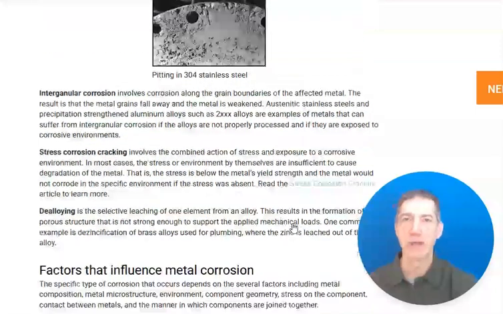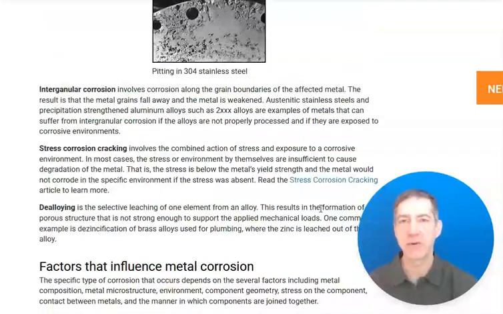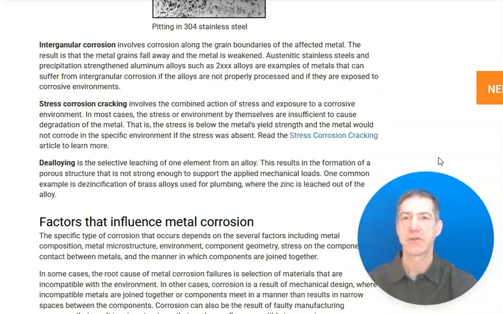Intergranular corrosion is attack of the grain boundaries of a metal. The result is that the metal weakens, loses strength, and starts to fall apart. Stress corrosion cracking involves the combined action of a tensile stress on the metal and exposure to a corrosive environment. Not all environments for a particular metal result in stress corrosion cracking, and you need to have the tensile stress applied even if the metal is exposed to a particular corrosive environment.